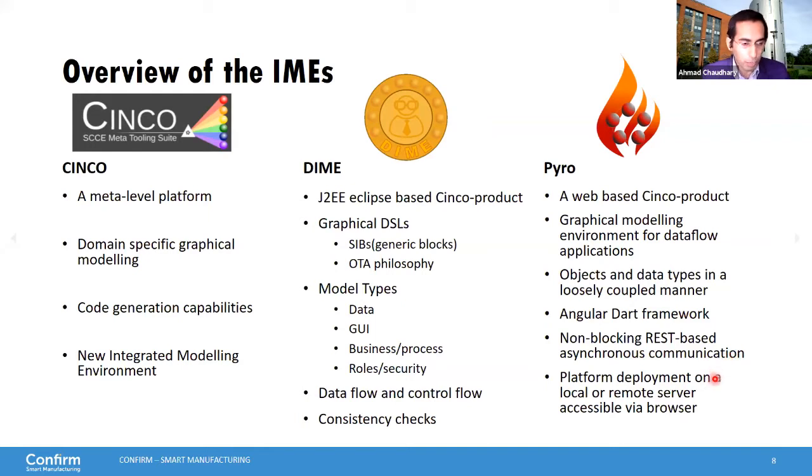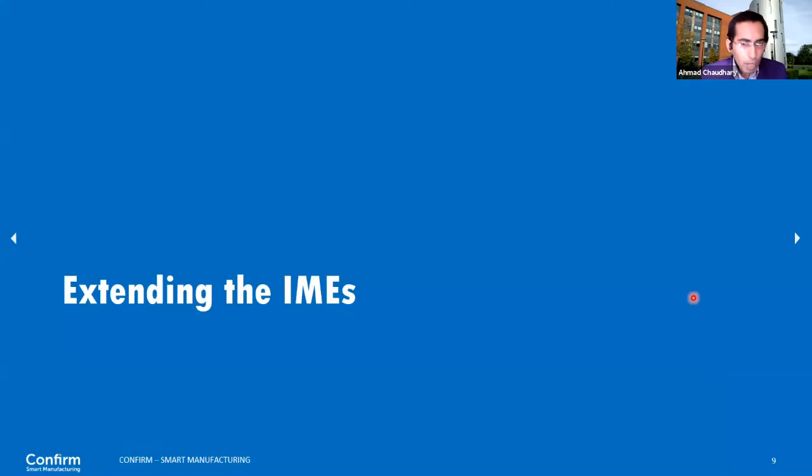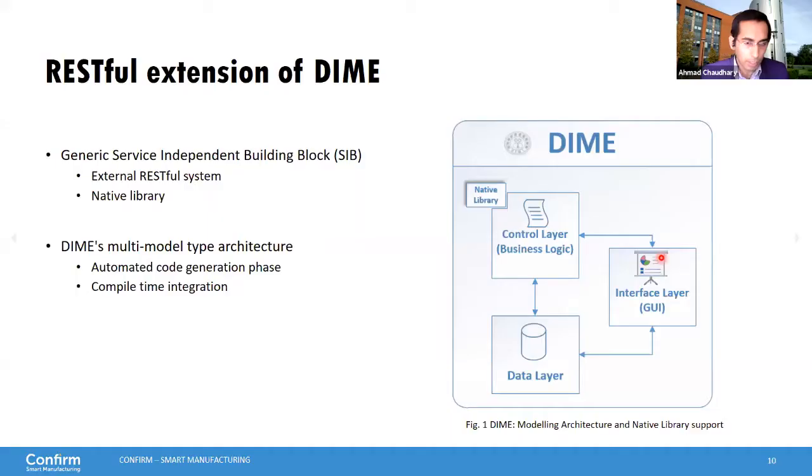We will now see how we extended DIME and Pyro with the RESTful and cloud AWS services respectively. So the first integration is the RESTful extension of DIME. To develop a generic service-independent block, SIB, in DIME that communicates with the REST services, we will extend the DIME functionality using the support of the native library that it provides.